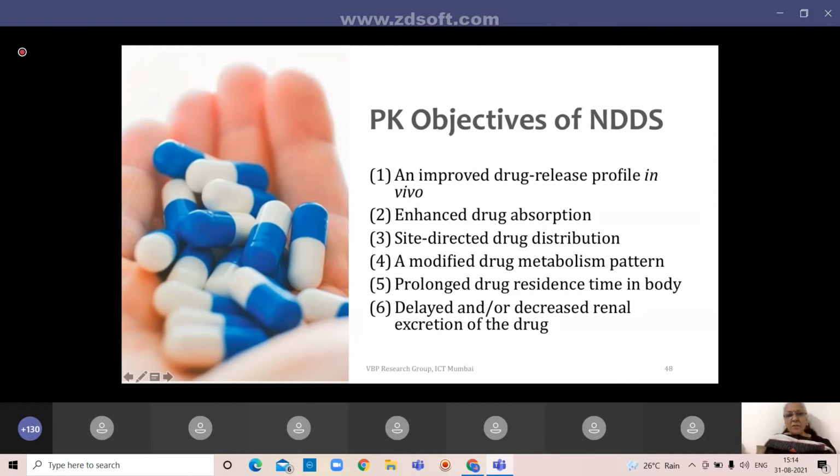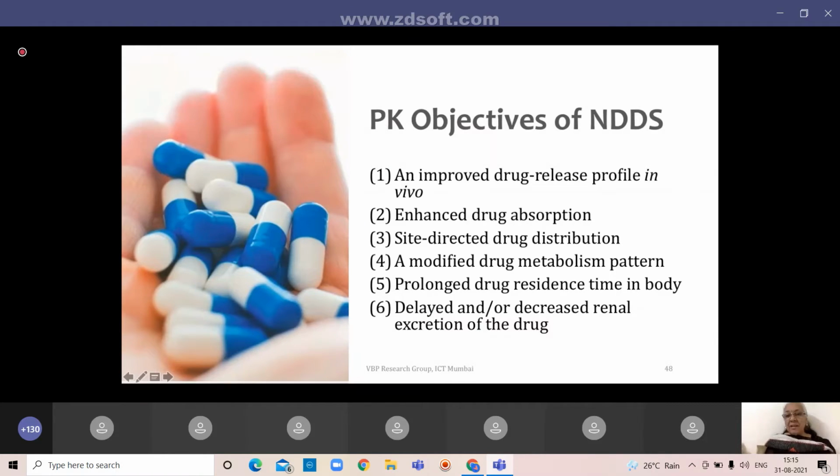Why have I said improve? Because sometimes you may want faster Tmax, higher Cmax, but sometimes you might want less Cmax, but over a prolonged time. So that should be possible by any NDDS. You should get enhanced drug absorption, could be site directed, because now we are talking about targeted delivery. I gave you one example where rod-like particles were interacting well. So obviously they'll get retained well. Same way, you can look at crystal engineering aspects and see.